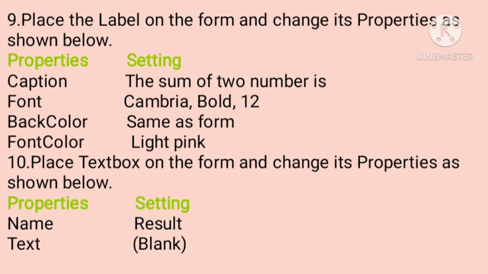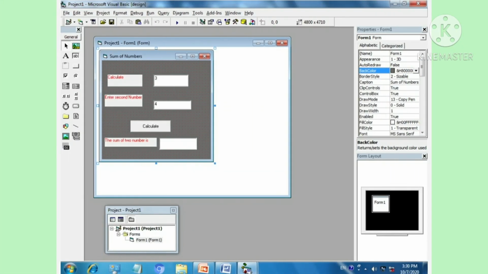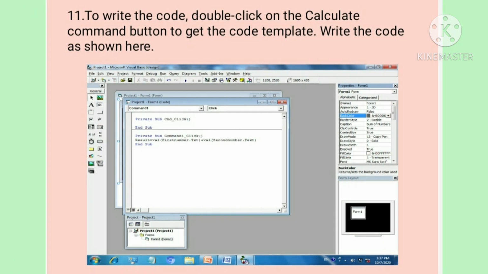Now place a text box on the form and change its properties. Name result. Text blank. Here in this image you can see 3 text boxes, 3 label boxes and 1 command button where we are going to enter the two numbers and find the sum of the numbers. Here the 11th step is to write the code. For writing the code, you have to double click on the command button to get the code template.